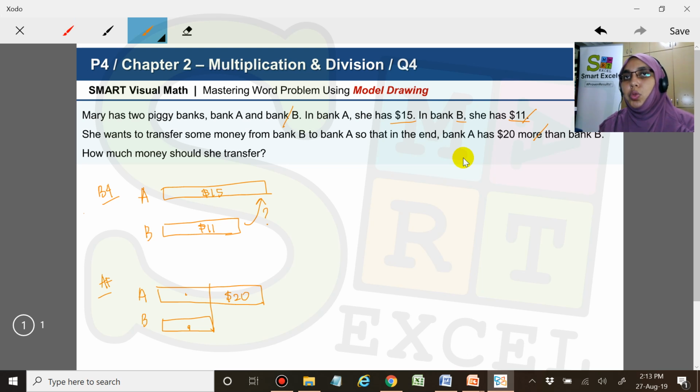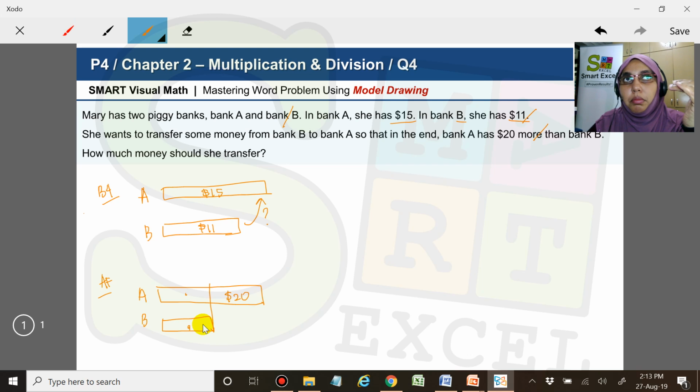When you come to transfer questions, we need to let our child understand that the total before and the total after is the same. Maybe some of my students cannot comprehend, so I need to give an example. Maybe you can give an example like you have $10, your daughter has $6. So the total at the moment is 6 plus 10, so the total is 16.